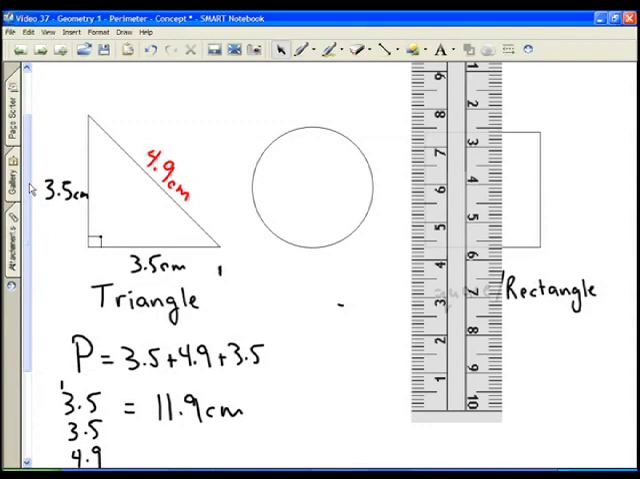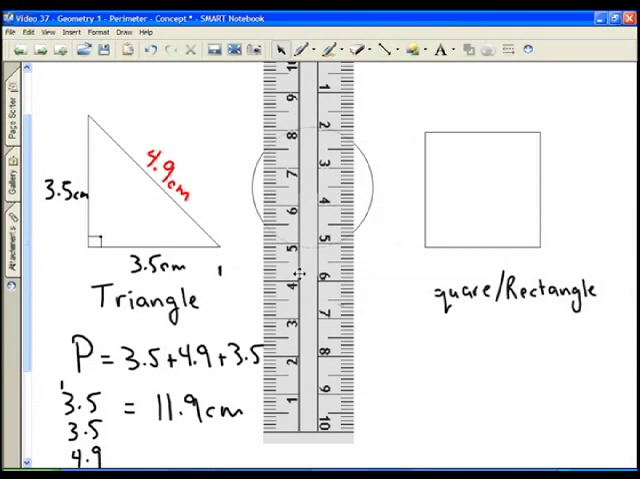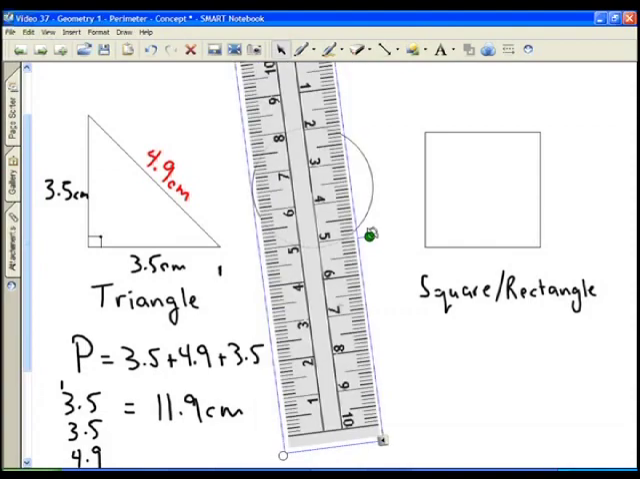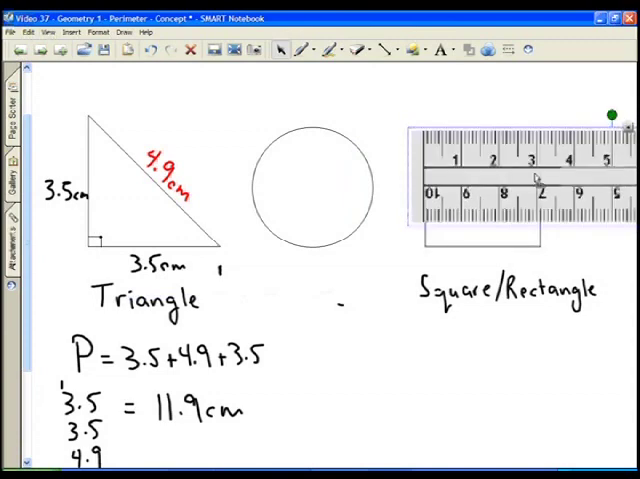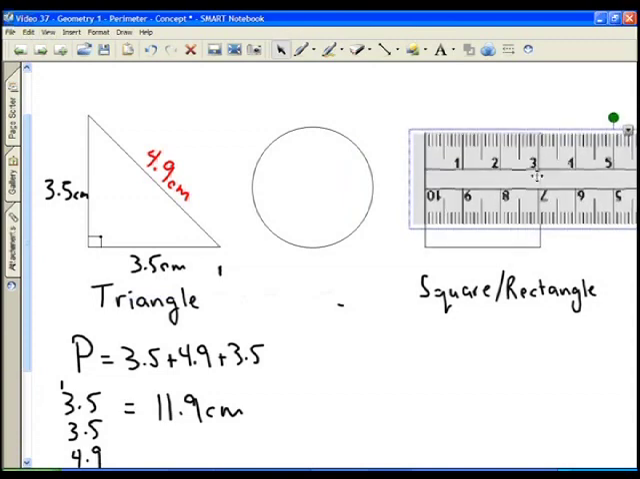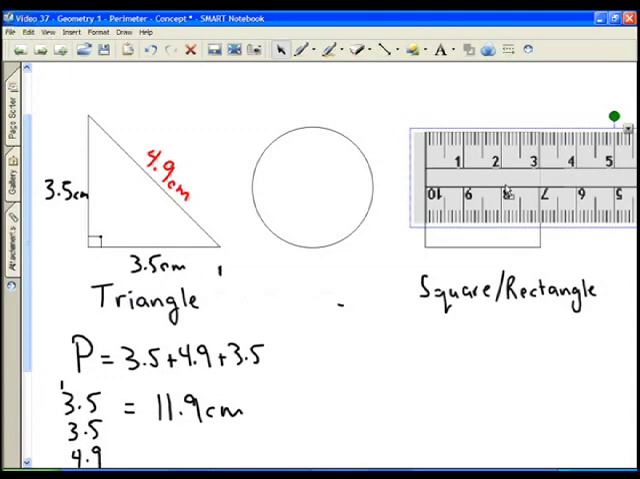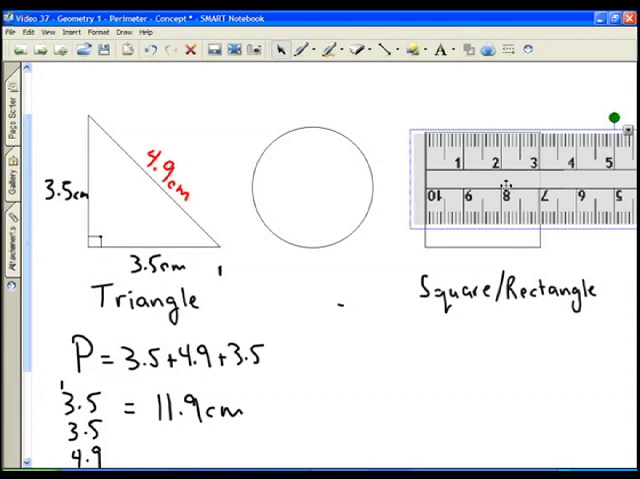And let's move on to the square. So we're going to measure the sides here of this square. The good thing about a square is I only have to measure one side, because one of the properties of a square is that all the sides are the same. And so if I measure this, I can see that the length of my square is, yeah, it's pretty close to 3. I'm going to say that it's 3 centimeters.